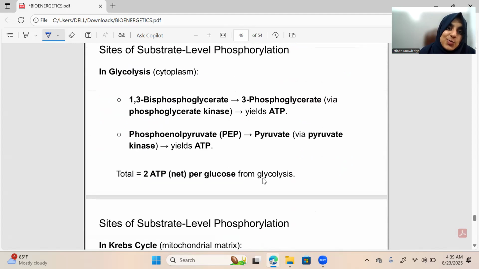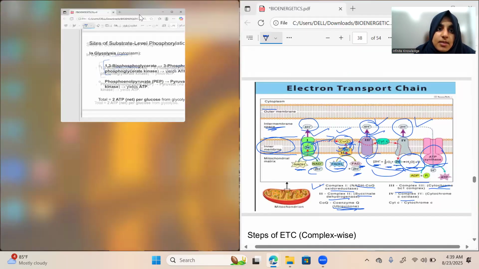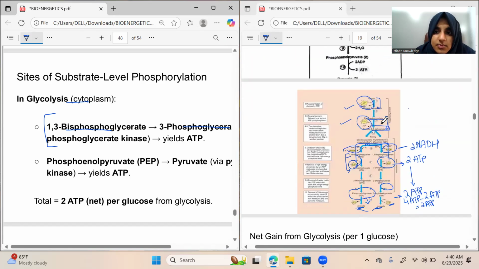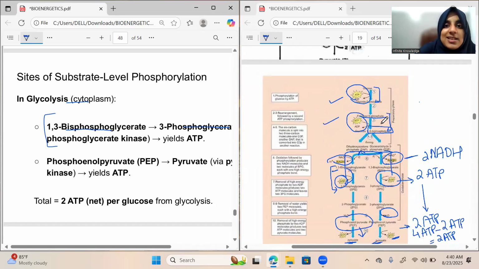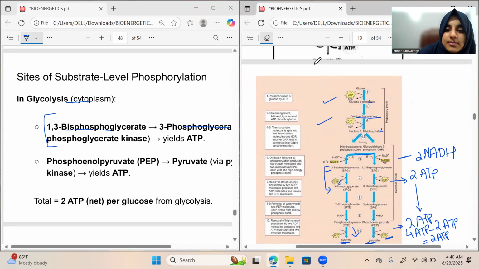I'm so sorry, I just lost words. So, substrate level phosphorylation occurs in glycolysis at the level of this. Wait, let me just share the diagram with you. Yeah, wait a second. Okay, let me just erase this a bit.